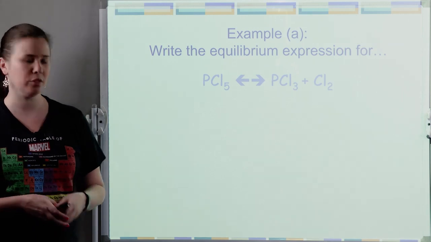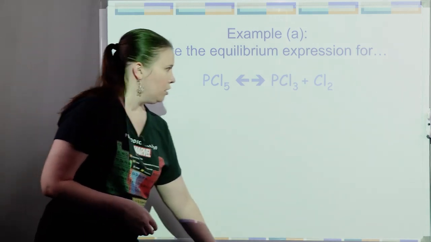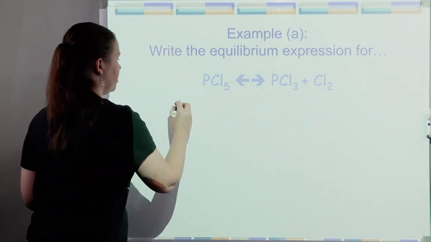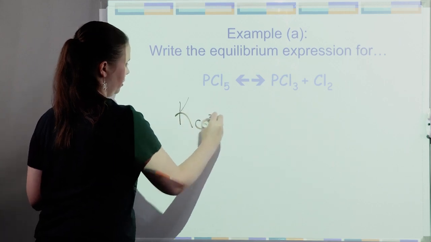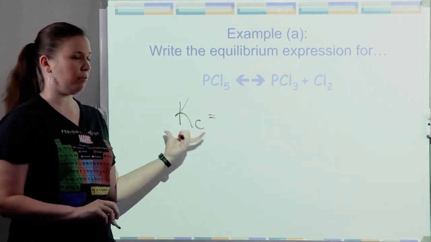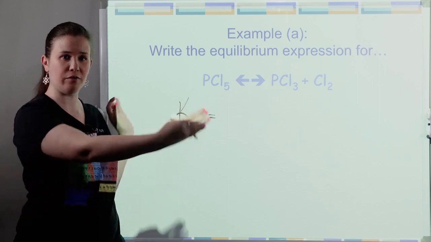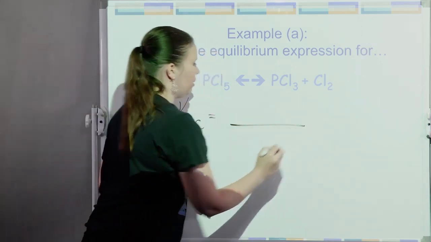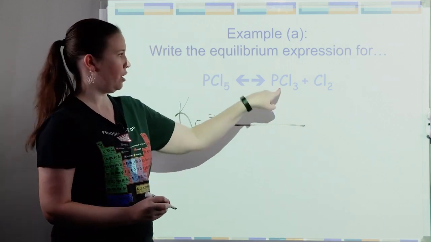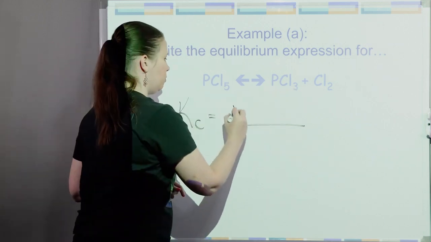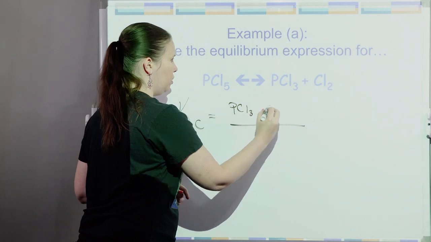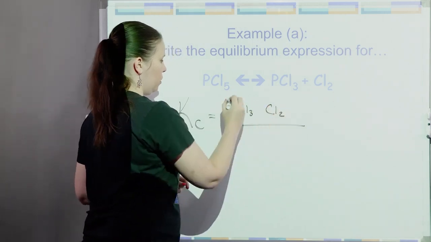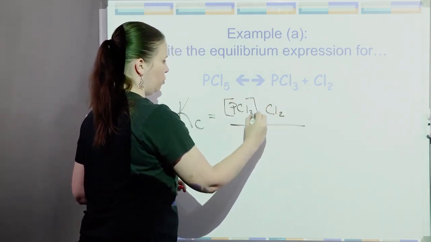So let's write an equilibrium expression for this example. First thing I want to write down is Kc equals. Similar to how you had to write rate equals, expressions have two sides. So we have to write Kc equals, and now I need to figure out what goes on the top. And I'm going to use my products. So I'm going to write PCl3 and Cl2. Those two things are going to go in brackets.